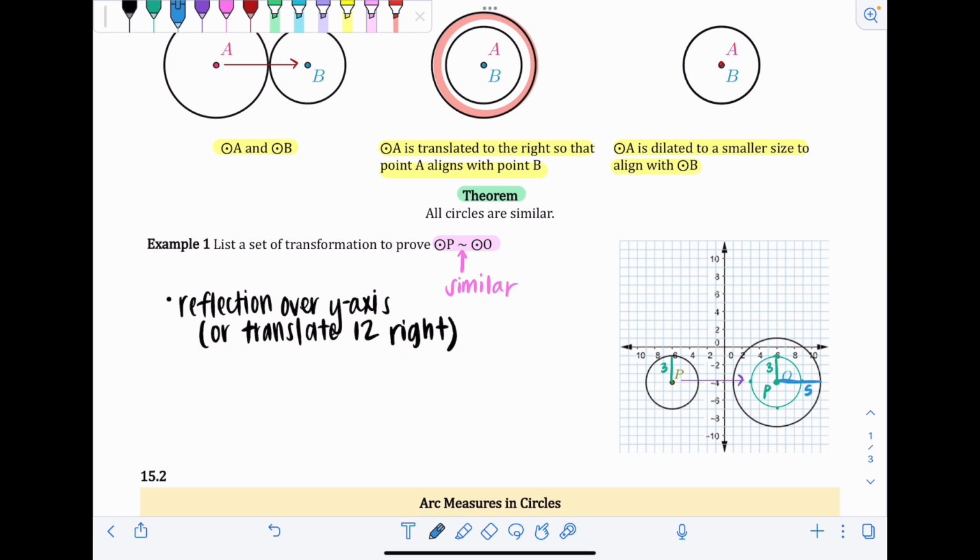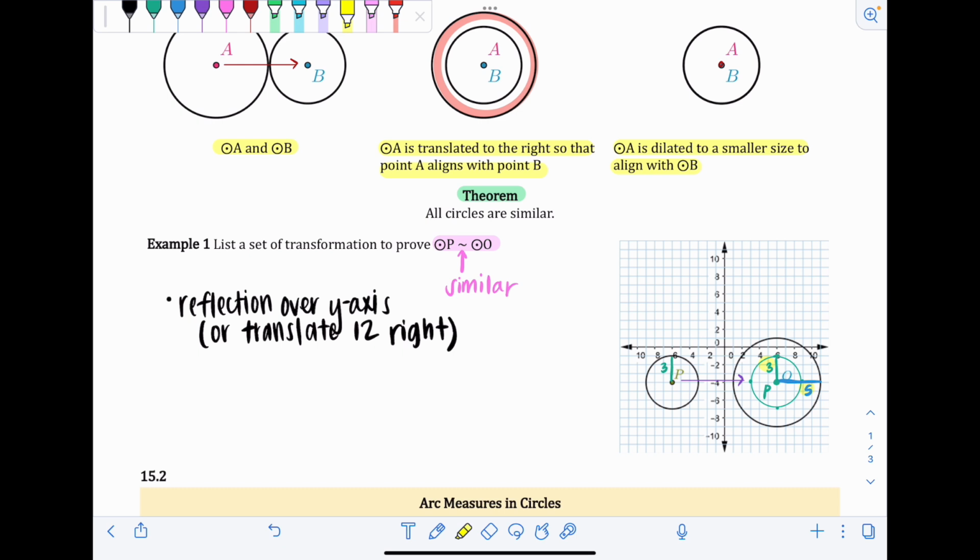Sometimes it's easy to see what the scale factor is. For example, if our bigger circle was 6, then we'd just multiply 3 by 2 to get to 6, so the scale factor would be 2. But we have to figure out what we need to multiply 3 by to make it equal 5, which doesn't live rent-free in my brain.